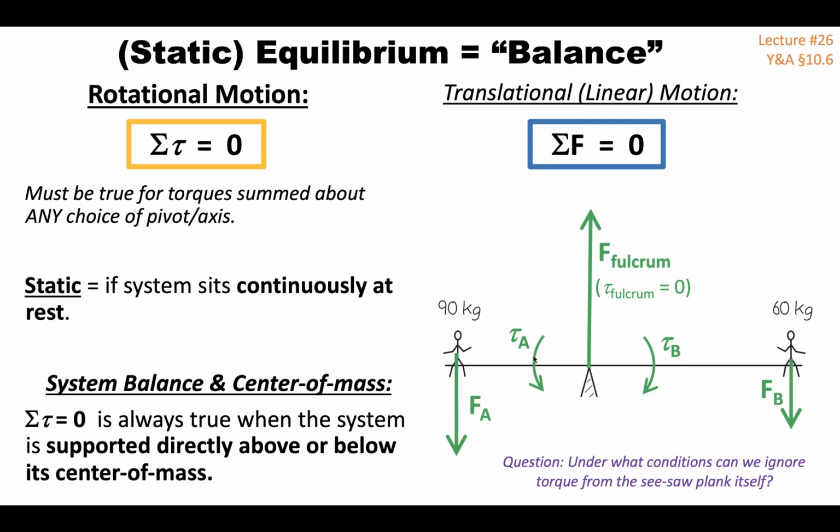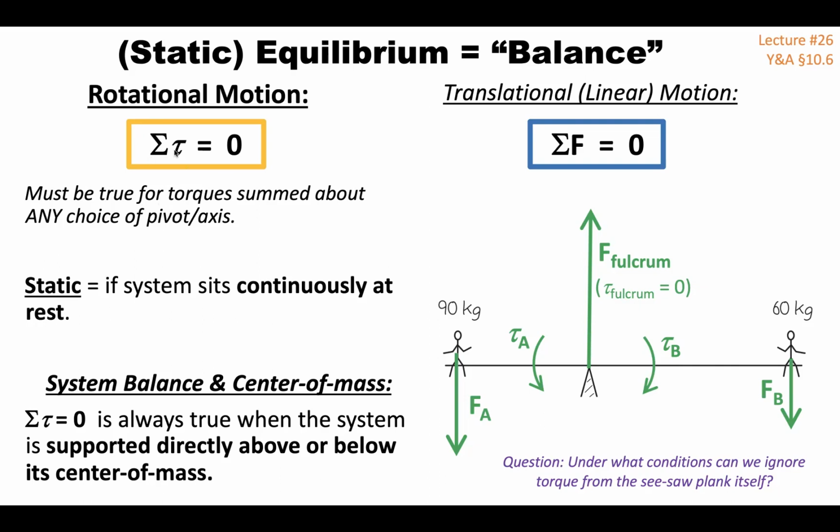For example, if I were to tell you how far person A is sitting from the fulcrum, can you solve for me how far person B should sit? Well, no. Just by summing these vertical forces acting on the seesaw, I don't have any information about where these forces are positioned in the x direction, or along the plank. In order to solve for that and to fully describe this equilibrium, we need to also invoke that the sum of the torques must also be zero.